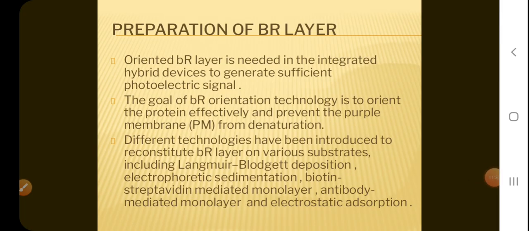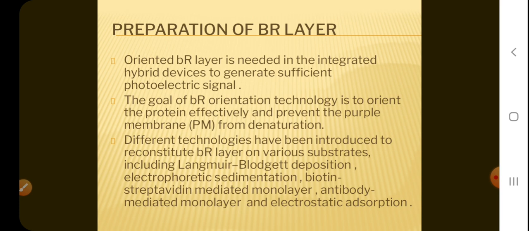Now, how are you going to apply this bacteriorhodopsin for nanobiotechnological applications? This is accomplished by coating, or preparing, this bacteriorhodopsin as layers. So you are preparing bacteriorhodopsin layers on various substrates. An oriented bacteriorhodopsin layer is needed in integrated hybrid devices to generate sufficient photoelectric signal.